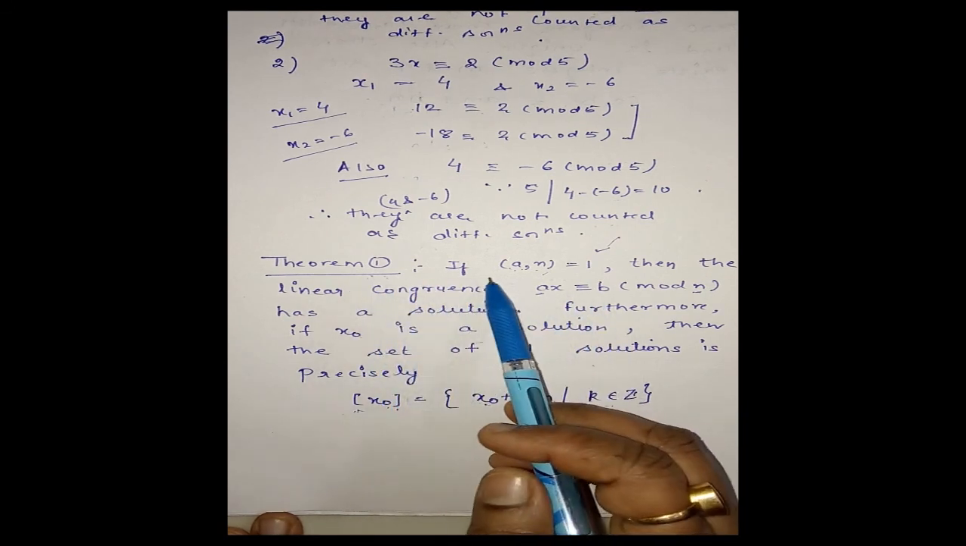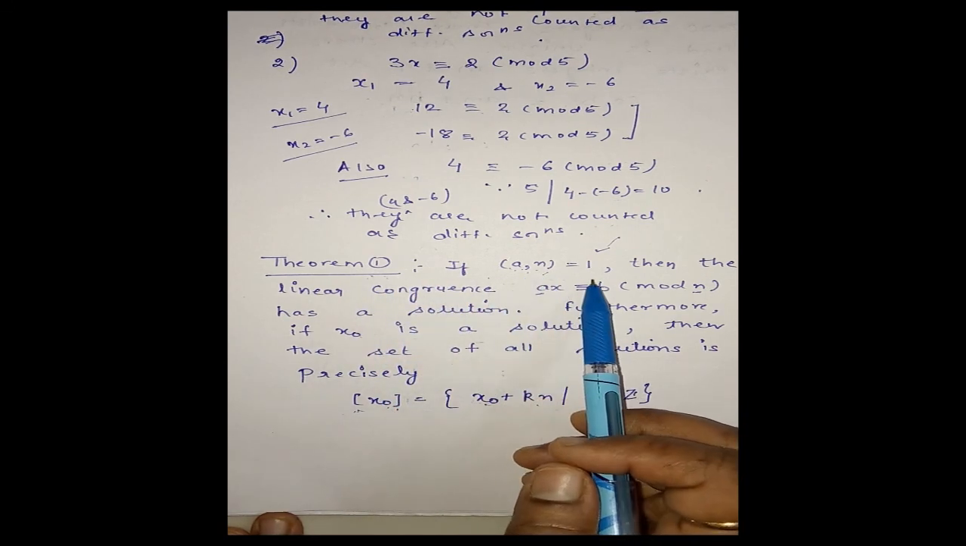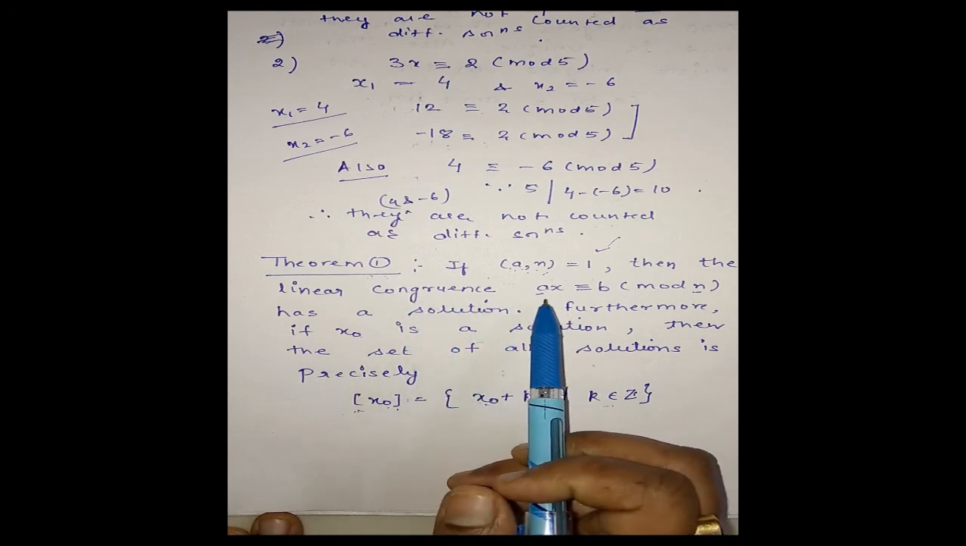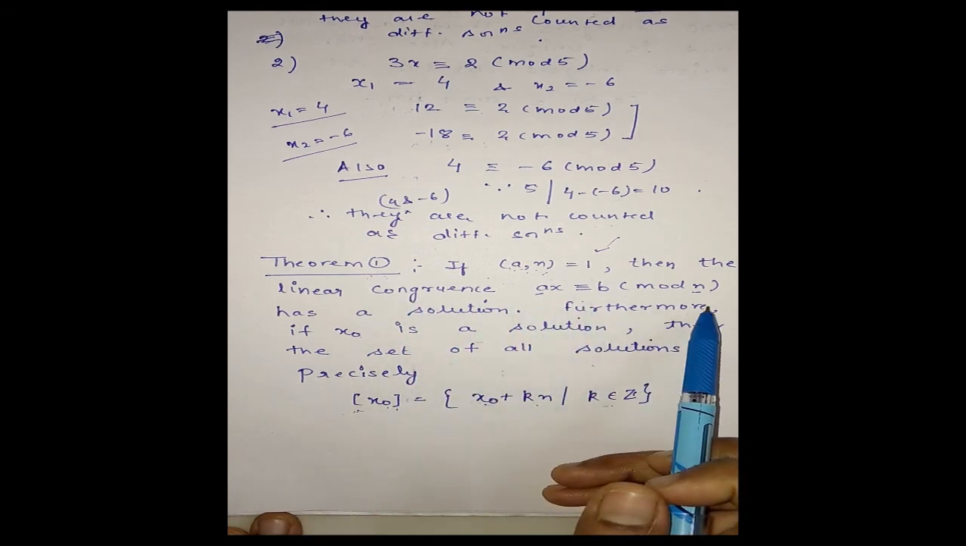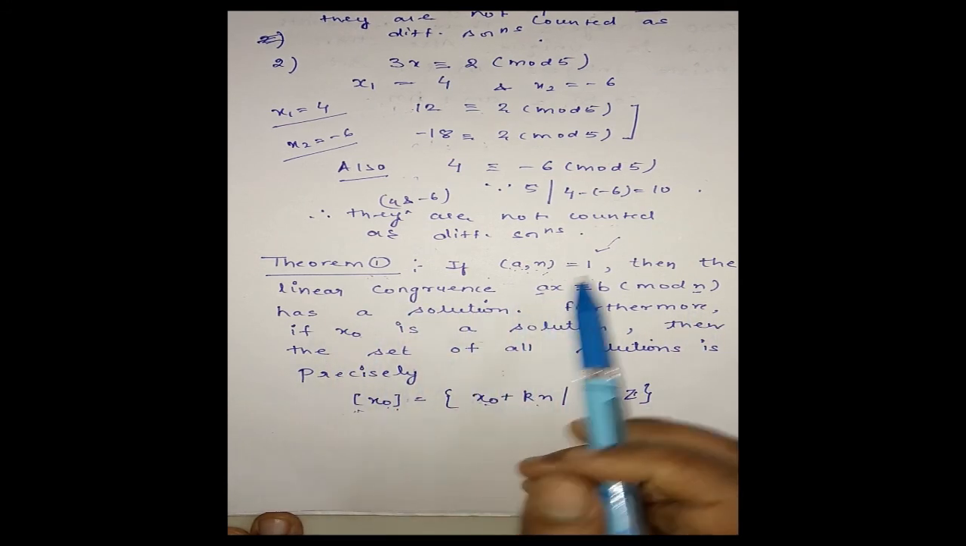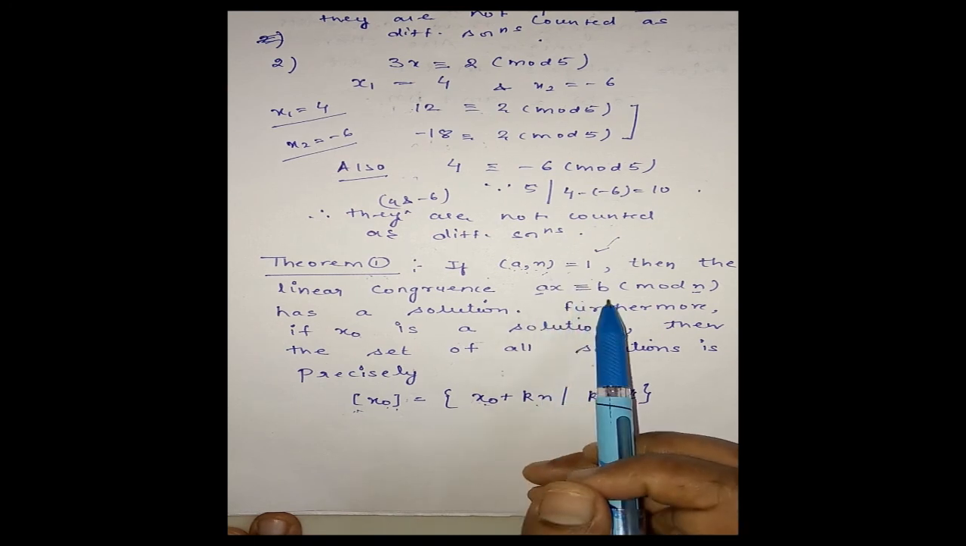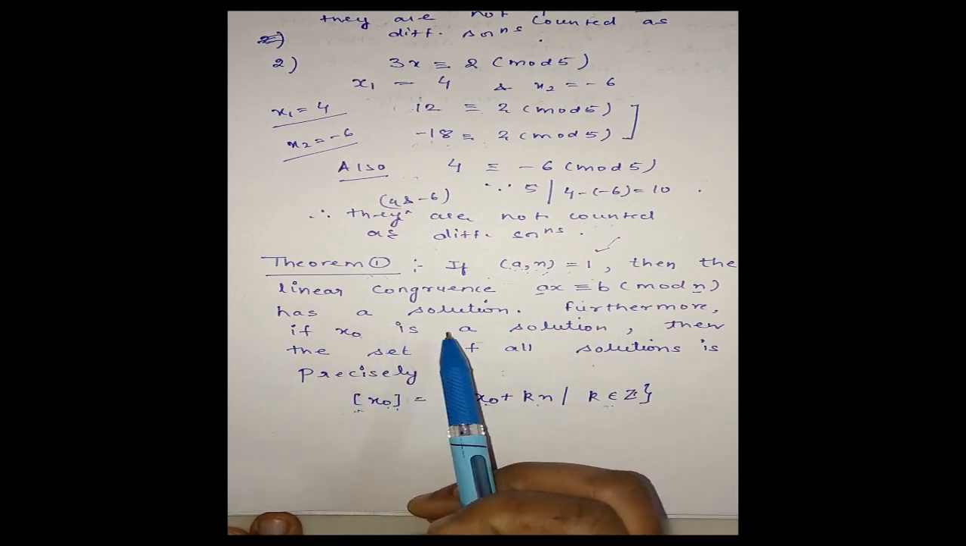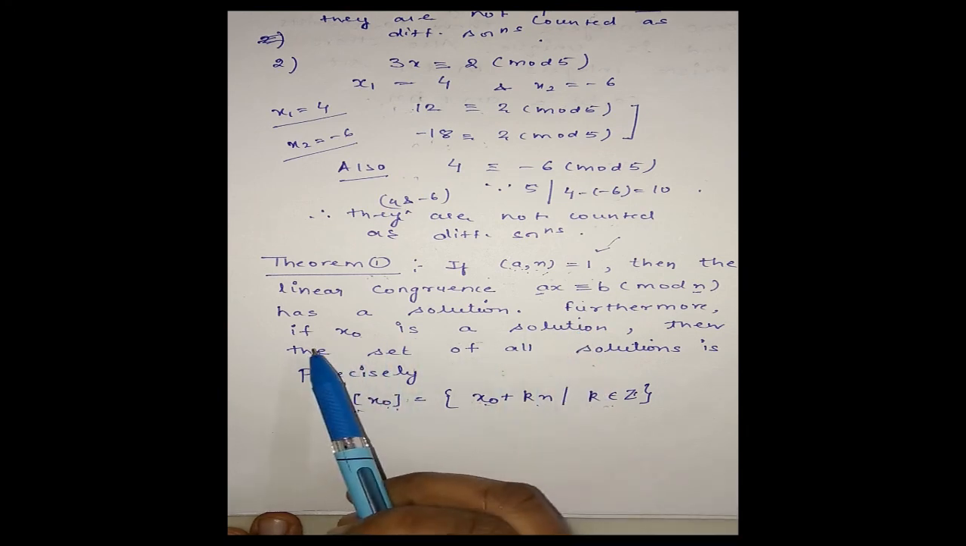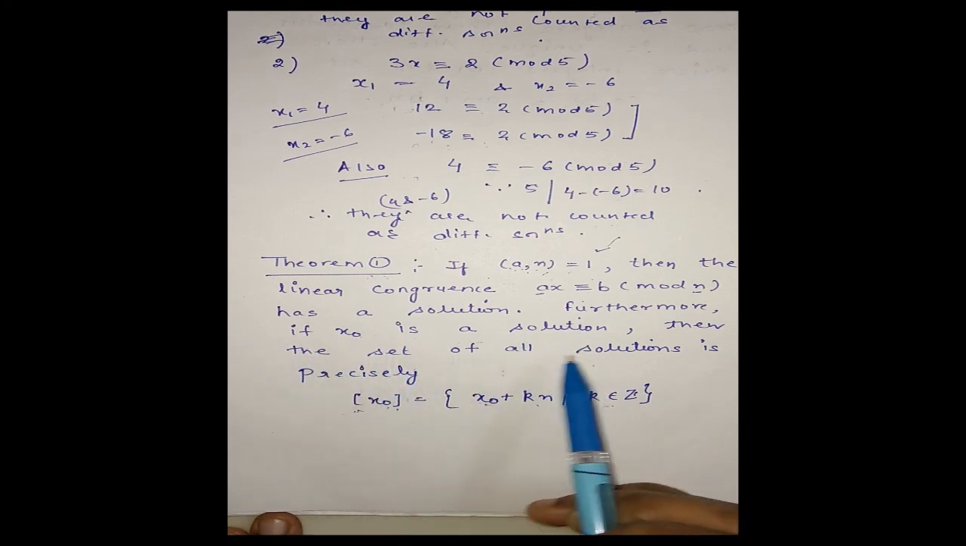The theorem says that if GCD of A and N is 1, then the linear congruence AX is congruent to B modulo N has a solution. If this condition is satisfied, then this linear congruence definitely has a solution. Furthermore, if x0 is a solution, then the set of all solutions is precisely this set. Okay.